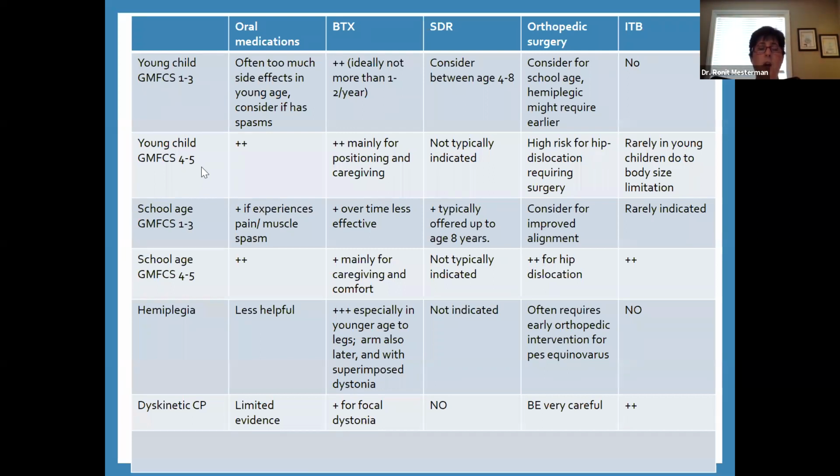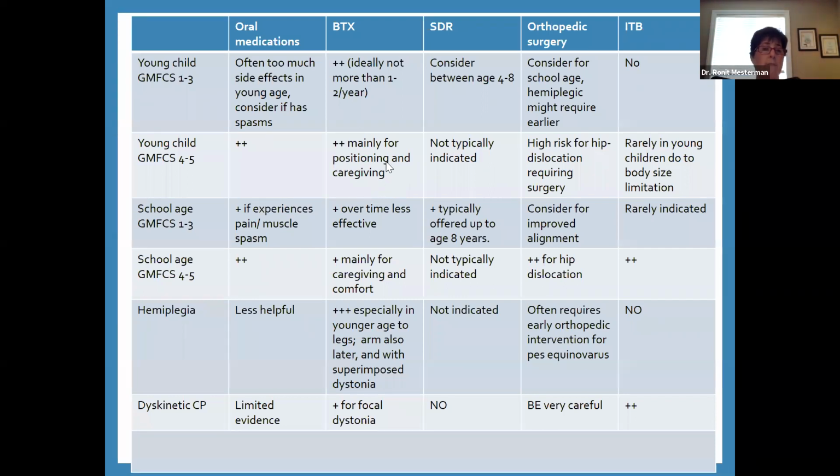The young child, and when I say young child, I'm cutting off at school age, sort of 6, GMFCS 4 to 5, again, I would say has somewhat more indications for oral medications, but still the limitations that they might have still side effects. So be cautious in your dosing. It's easier to go slowly up than to lose the parents' will to continue. When they experience side effects, they had enough of the medications.